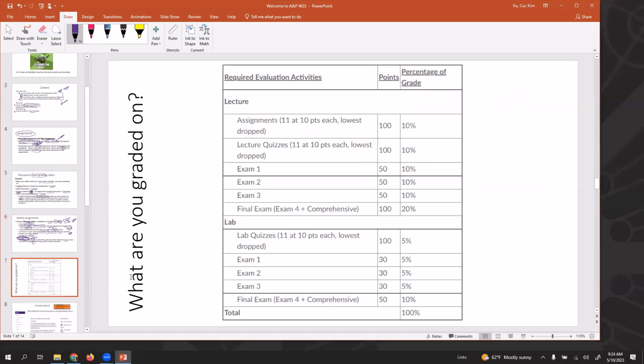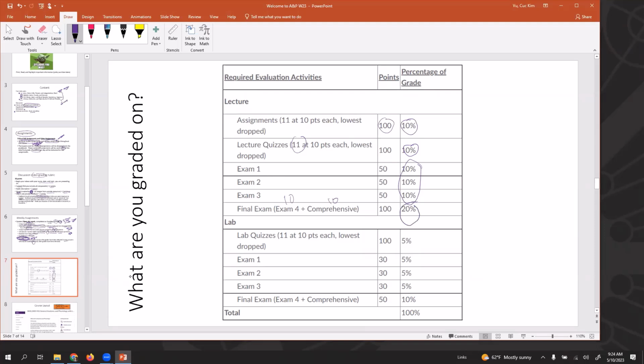Okay, so the breakdown of your grades. Your assignments, you have 11, 1 will be dropped, so that makes up 100 points at 10% of your total grade. Your lecture quizzes, you have 11 of them, 1 will be dropped, so they make up 10% of your grade. Your exam 1, 2, and 3 are 10% of your grade. Your final is broken down in 2 parts, the exam 4, which is 10% of your grade, and the comprehensive portion, which is 10% of your grade, so it makes it a total of 20%.